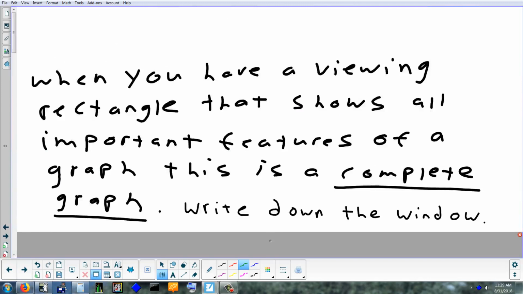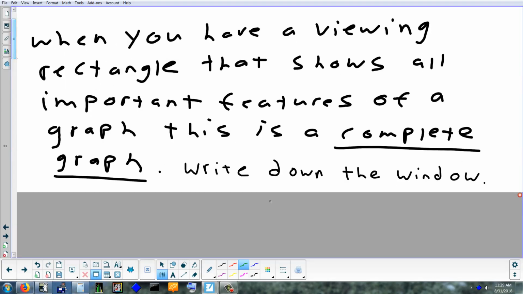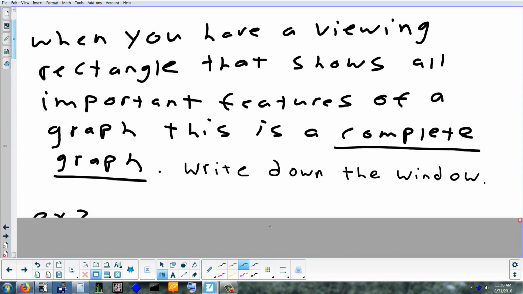So, in the homework, when you see the directions, find a complete graph. That's a problem you can do on the calculator. If the directions say sketch or sketch by hand, that's something they'd like you to do on a piece of paper. Do it yourself. But if the directions just say find a complete graph, all they need to do is find a window that shows everything that's important in the problem. Okay, all the important features.